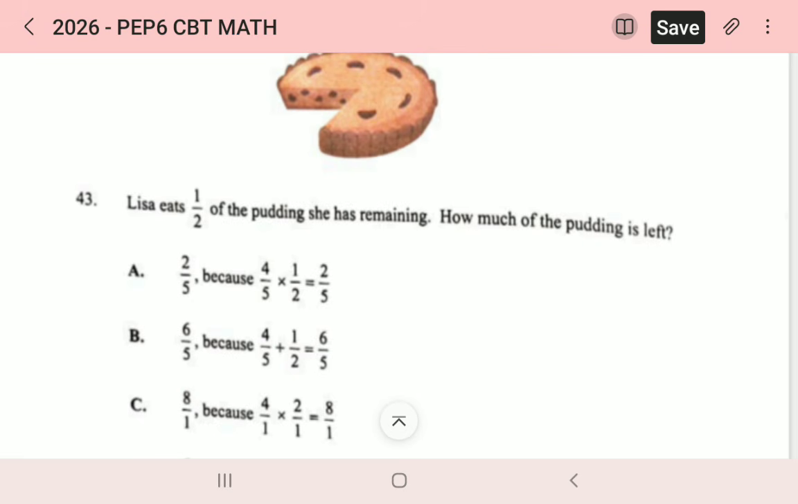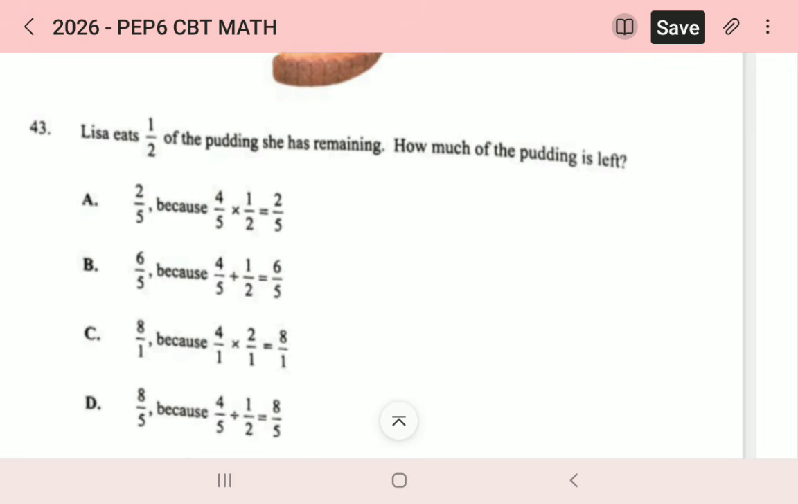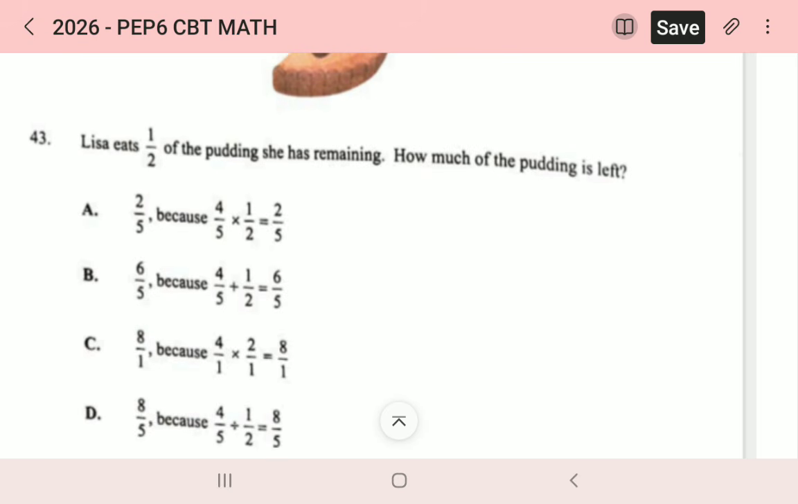So this one says 2/5 because 4/5 times a half equals 2/5. This one says 6/5 because 4/5 plus a half equals 6/5. C says she has 8 out of 1 because 4 times 2 equals 8 over 1. And D says it is 5/8 because 4/5 plus a half equals 8/5.